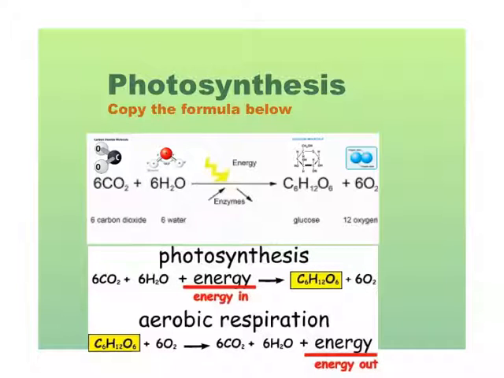Now, when the plant needs that energy, it's going to undergo aerobic respiration. I just need you to remember the word respiration. And respiration means it's going to take that glucose and break it down into its parts that it started with and energy. That energy is going to make it able to do everything it needs to grow and function properly.